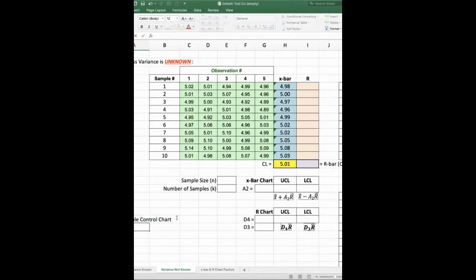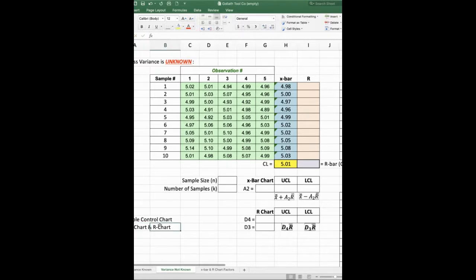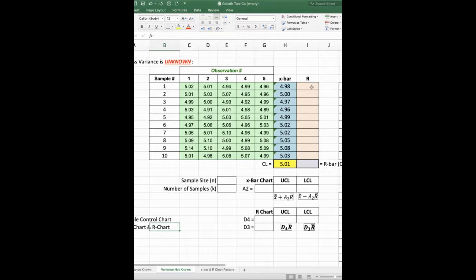And we need to compute an X bar chart and an R chart. And again, as you remember, R stands in this case for the range. And so we're going to compute in these tan cells our range.